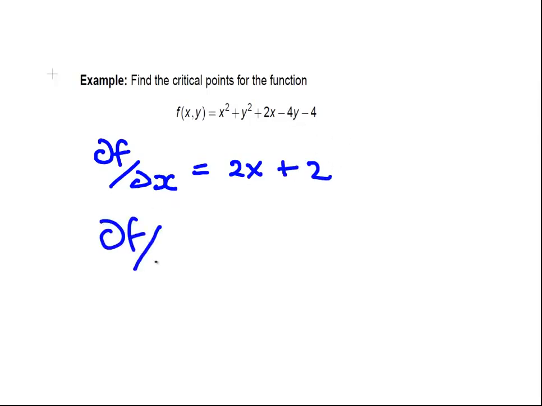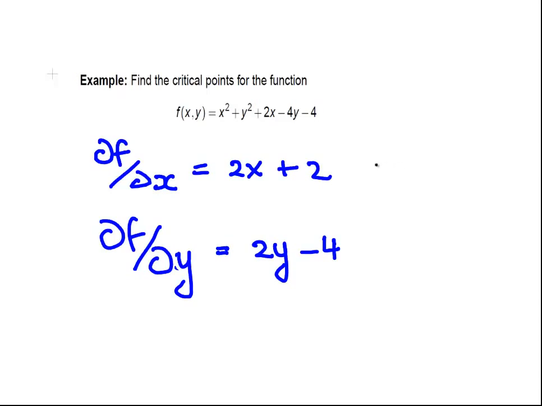Now the partial derivative with respect to y. X squared, the derivative of that with respect to y is just 0. Y squared gives 2y. 2x gives 0. Minus 4y gives minus 4. And the constant minus 4 has a derivative of 0 with respect to y.